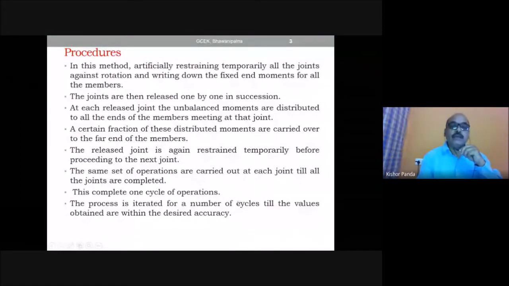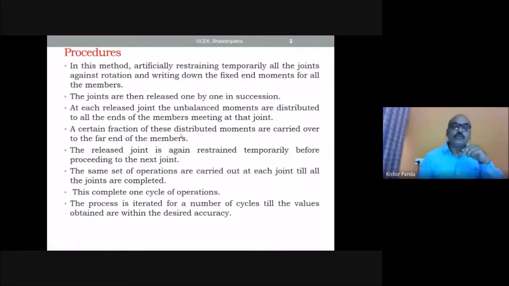Similarly, you iterate for a number of cycles till the values obtained are within the desired accuracy. Then you take the sum of the moments, and you can find the final moment using this method. So this is totally an iterative process. You distribute the unbalanced moment, carry over to the other end, then unrestrain another joint and again do a similar process. This way you continue, so you will get the desired accuracy.